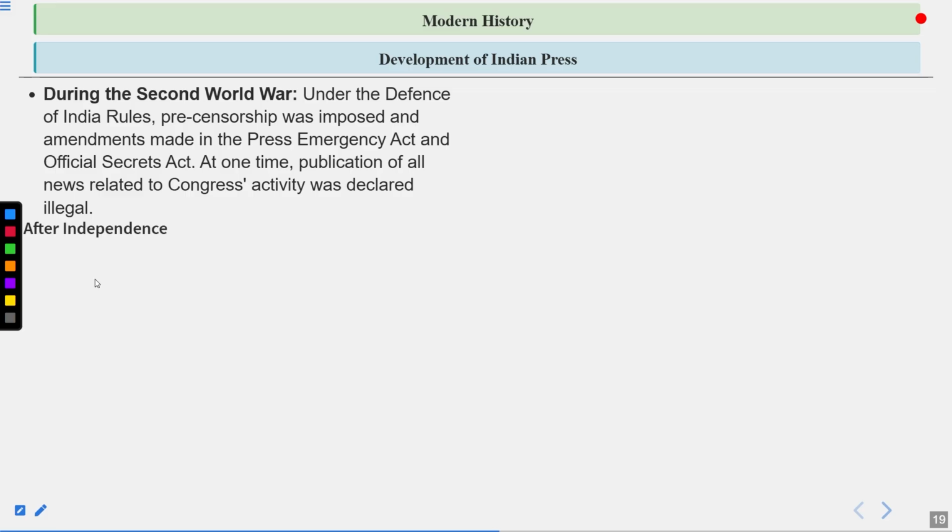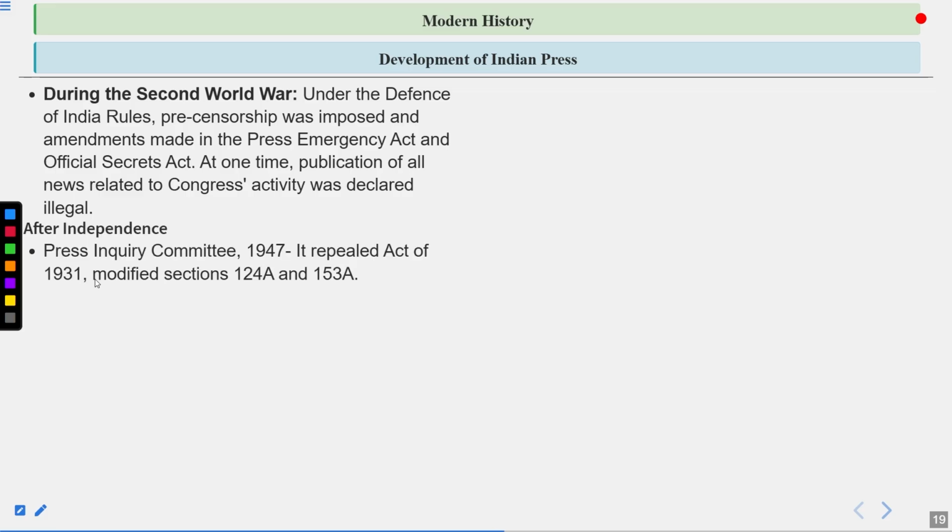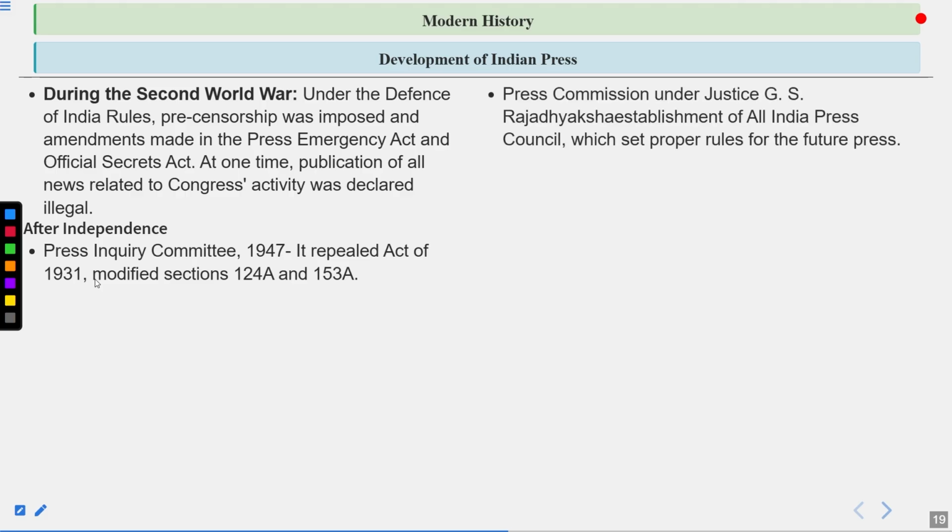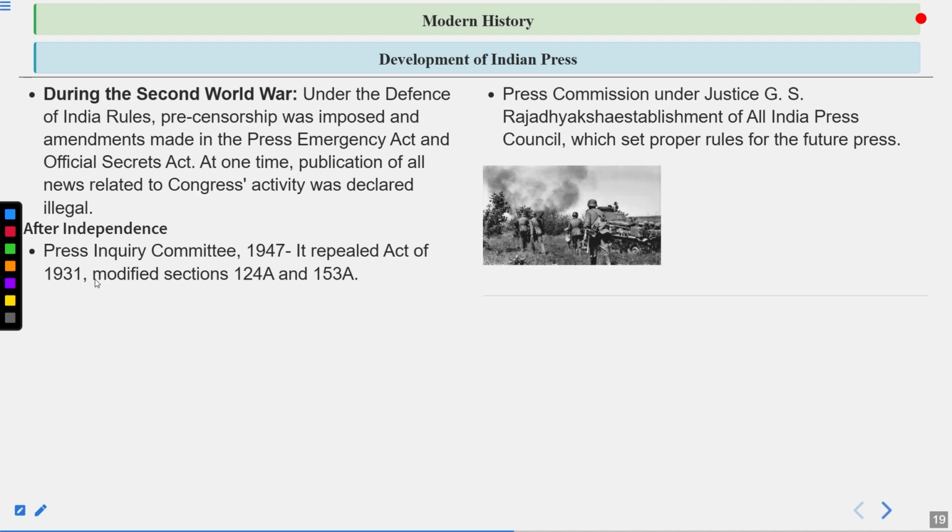After independence, the Press Inquiry Committee, 1947, repealed the Act of 1931 and modified Sections 124A and 153A. Now is the time when reforms in press matters were made. The Press Commission under Justice G.S. Rajadhyaksha led to the establishment of the All India Press Council, which set proper rules for the future press. Some other provisions were added on how the press should work. This was all done after independence.